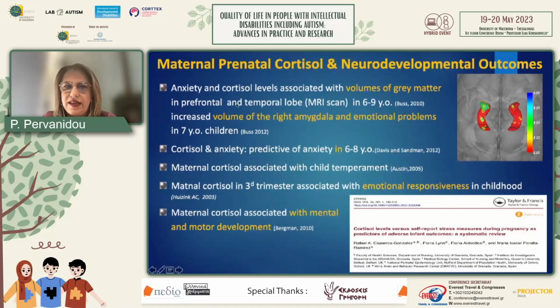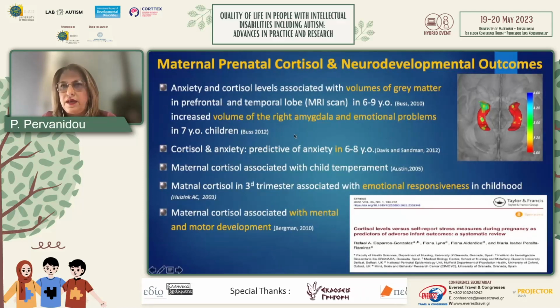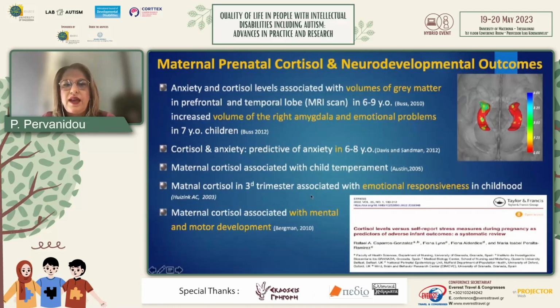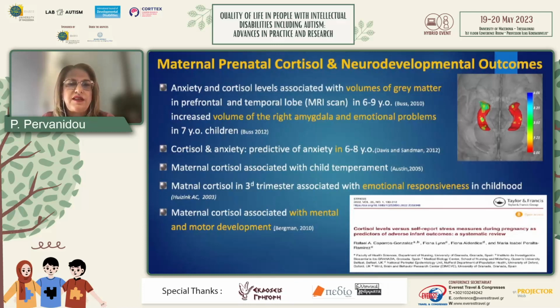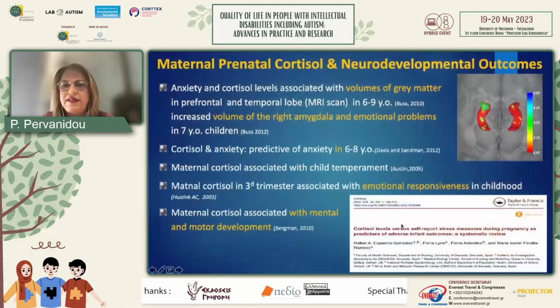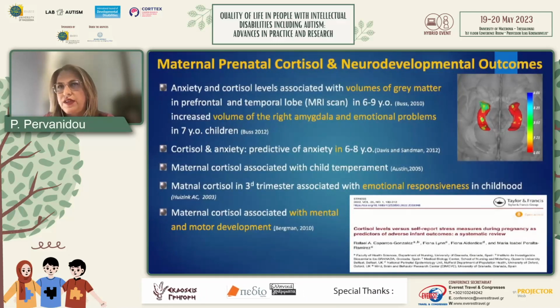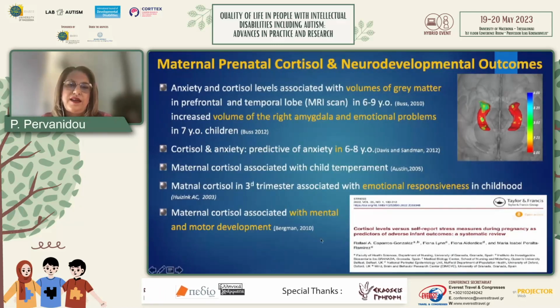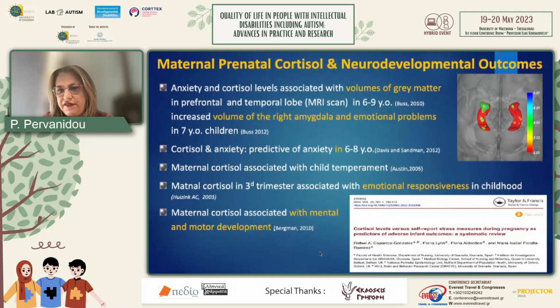In other studies, cortisol and anxiety have been shown to be predictive of anxiety, and have been associated with child temperament, with emotional responsiveness, and with mental and motor development. Just to mention here that this systematic review compares the biological and the behavioral methods in assessing stress, and they conclude that the biological measures may be more indicative of stress as predictors of adverse infant outcomes.